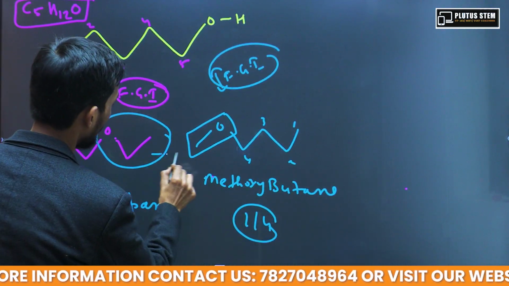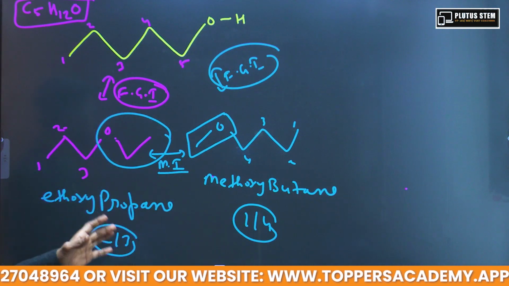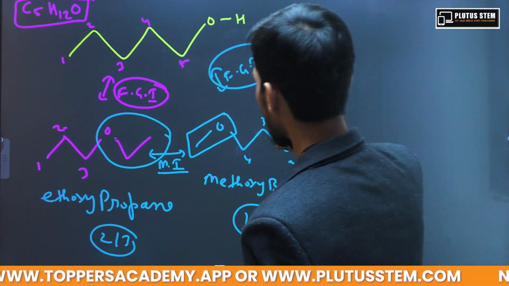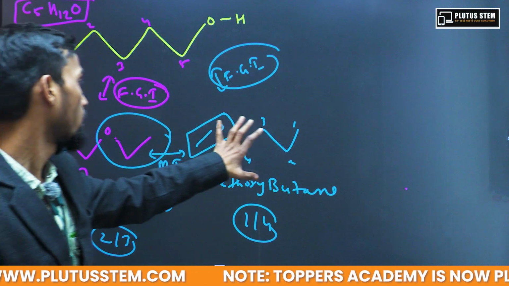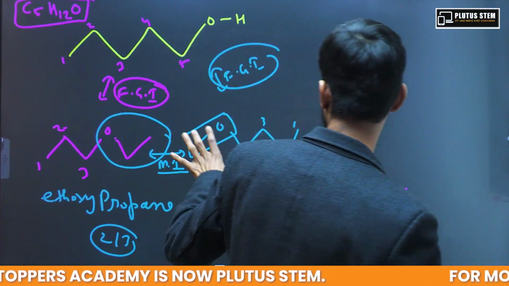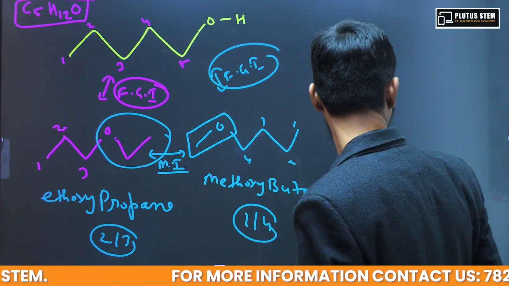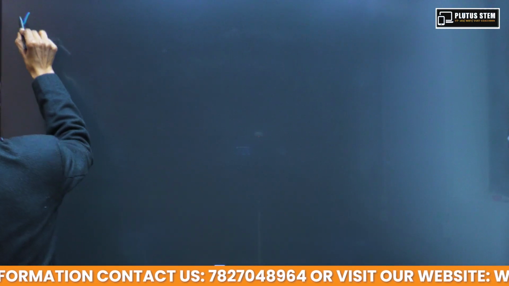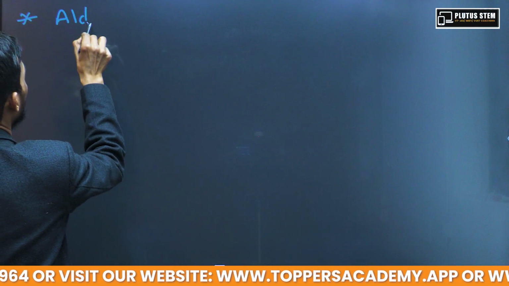Regarding these two, they are metamers. We are going to discuss the metamers in quite detail in the next lecture. So I am telling you that these are metamers. This one and this one are not positional isomers; these are metamers. And after that we will see another class, that is aldehyde and ketone.